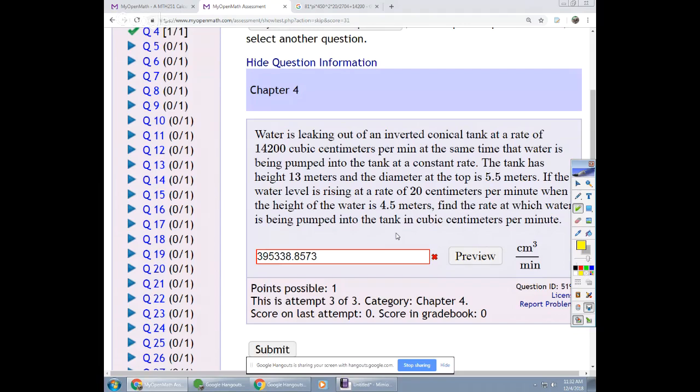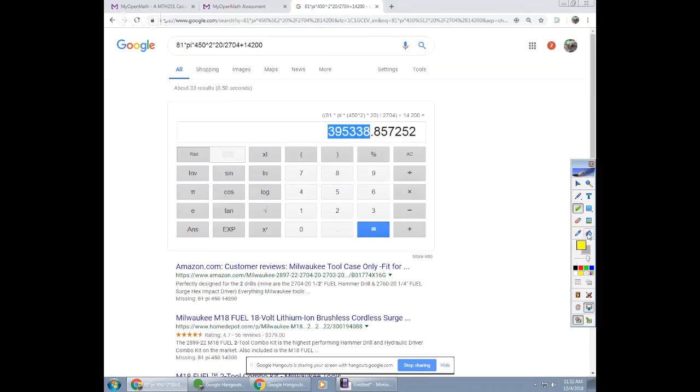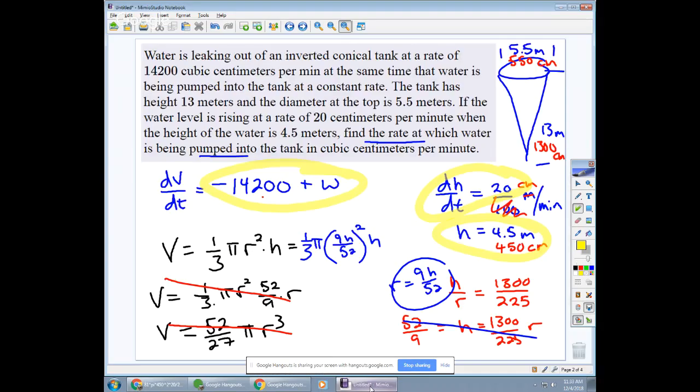Can you go back to your calculator? You think I typed something wrong here? 81 times pi times 450 squared times 20 over 2,704 plus 14,200. You didn't put your parentheses. It's not. No, I don't need any parentheses. Is the 14,000 supposed to go on top and then get divided by the number? No, 14,000 is times after the division. times 450 squared times 20 over. Well, I think I'm right. Think one more time, see what the right answer is.